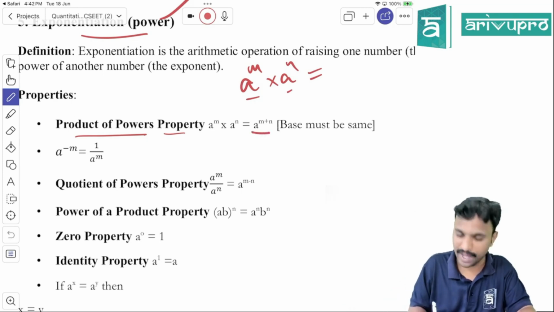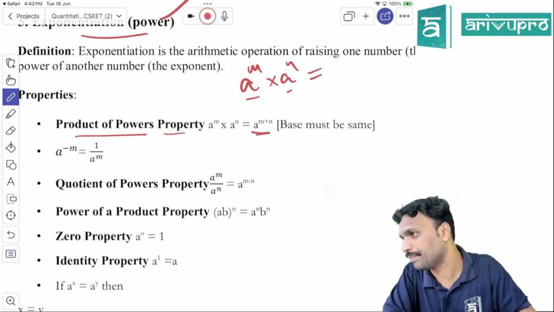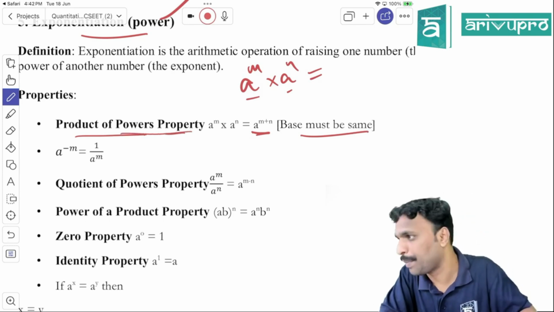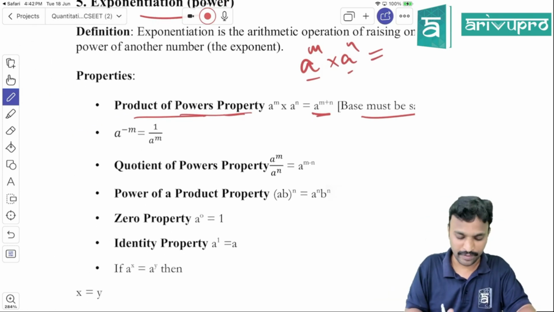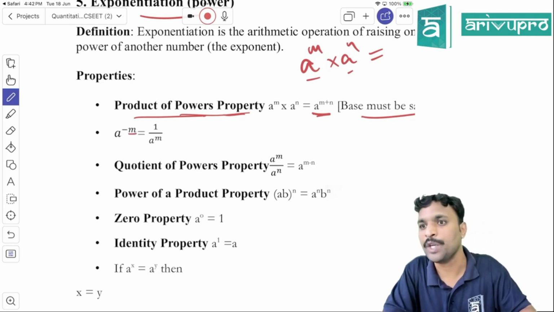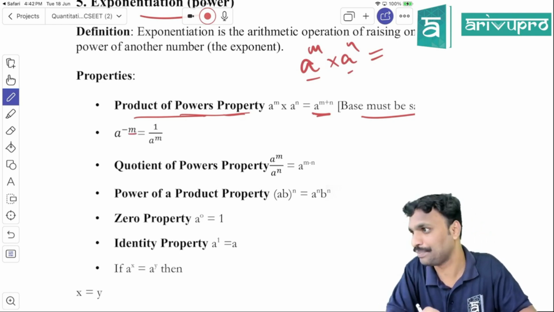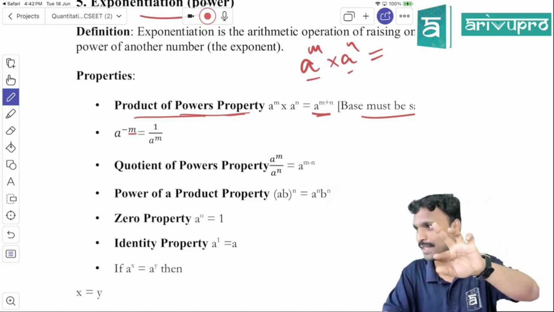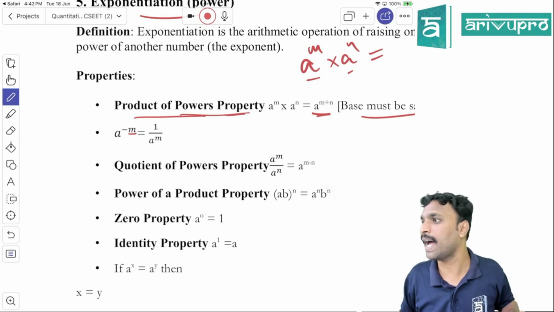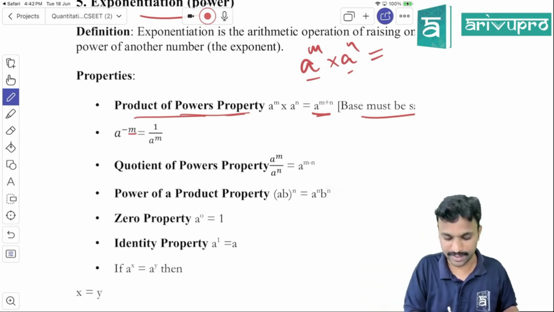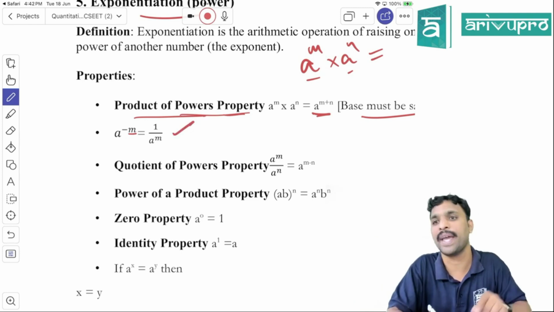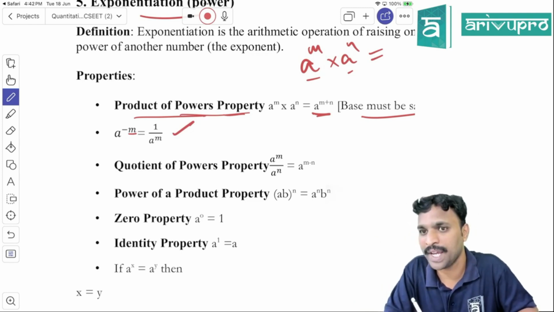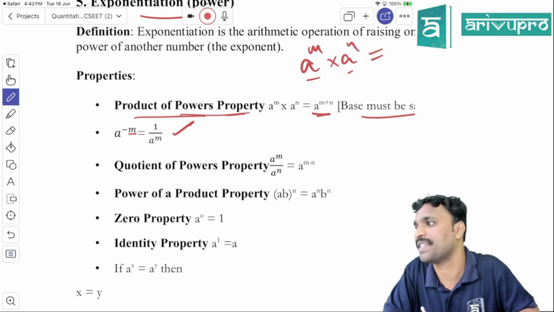So a power m plus n. Base should be same. So this is the product of powers property. And there's one more property. If you want to change the sign of the power, you have to take its reciprocal. A power minus m, if you want to make the power positive, then you have to write it as the reciprocal of this. A power minus m can be written as 1 by a power plus m. So the sign of the power can be changed by taking its reciprocal.